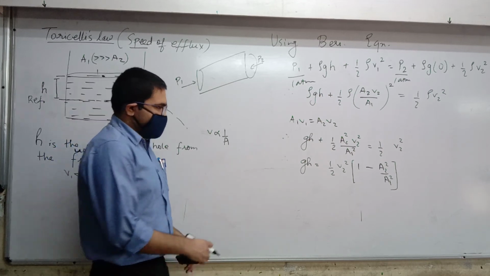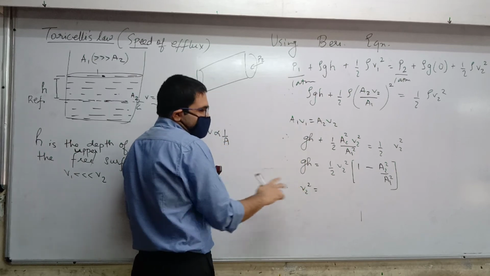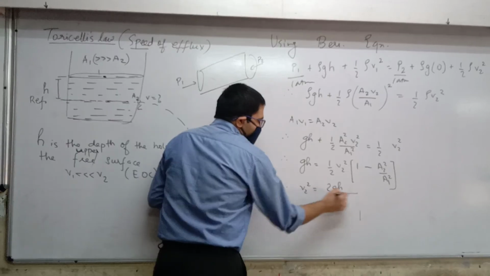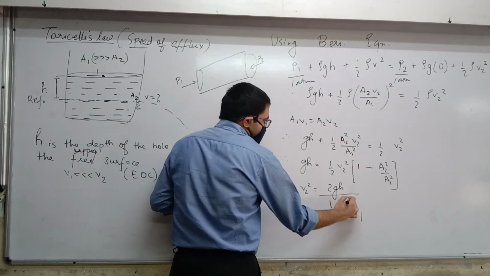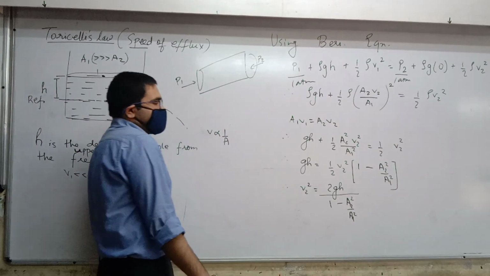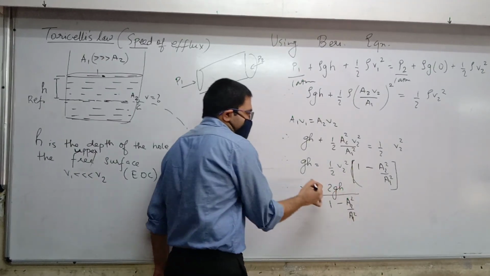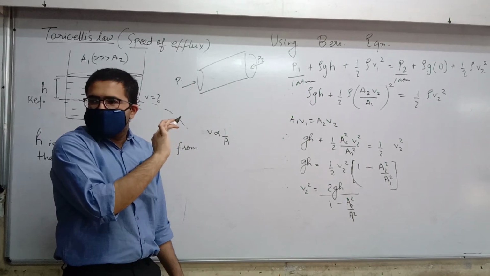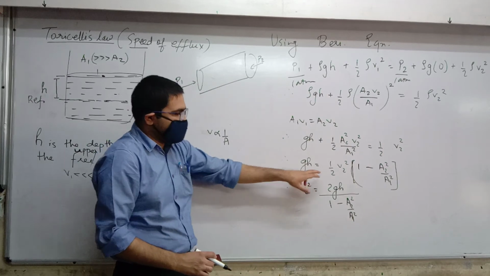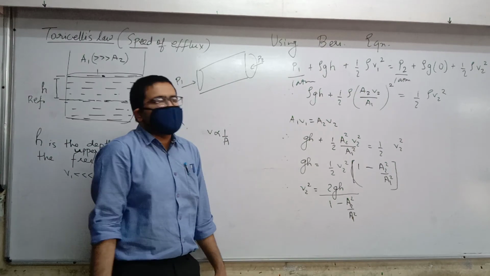Okay, from this, don't go anywhere. Two steps remain. 2gh upon 1 minus A2 square upon A1 square. This is what we get? What have I done? I've taken the whole bracket and I'm dividing by that bracket on the other side. 2 is multiplied over here. So 2gh upon 1 minus A2 square by A1 square.